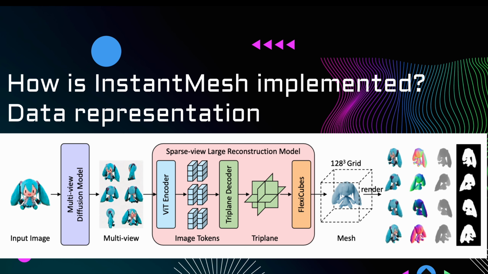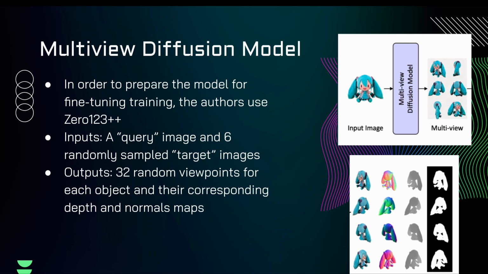By integrating an isosurface extraction module, i.e. FlexiCubes, InstantMesh can render the 3D geometry efficiently and apply geometric supervisions, such as depths and normals, directly onto the mesh representation to enhance the final 3D results.